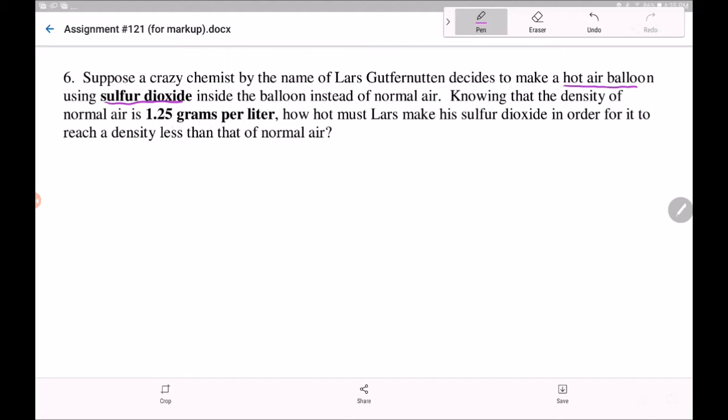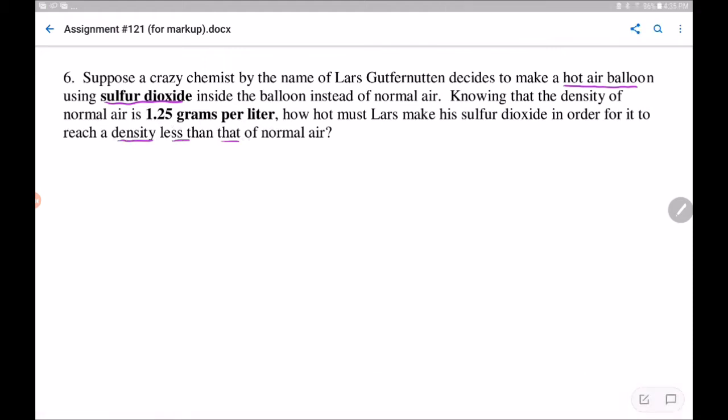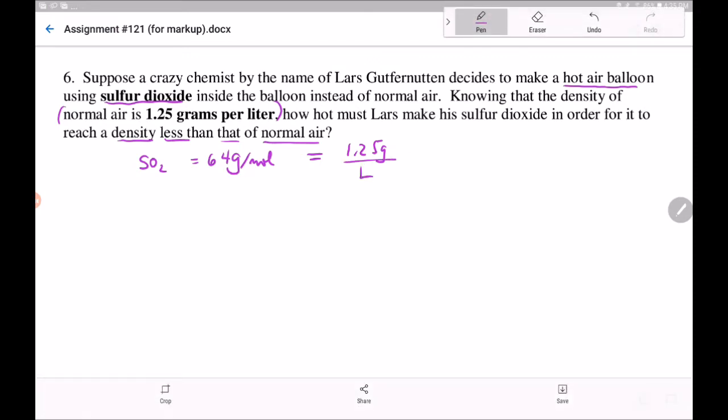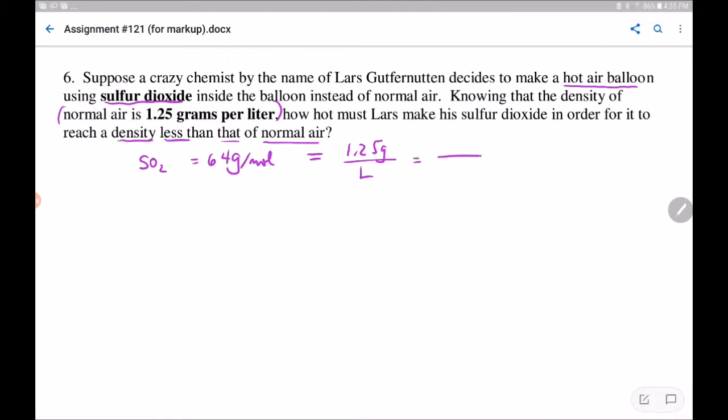Suppose we want to make the density less than that of normal air. Here's normal air right here. It's an inequality, but I'll start with the equality. Could we make SO2, which is 64 grams per mole, equal to 1.25 grams per liter? And the answer would be yes, if the liters are, well, that's what we'll calculate. What do the liters have to be?